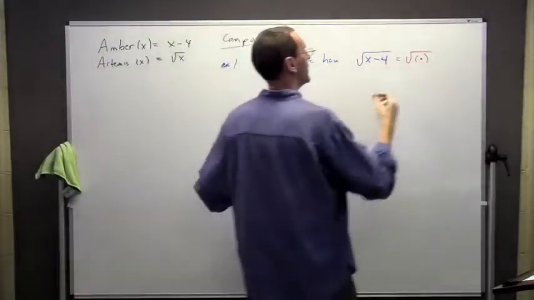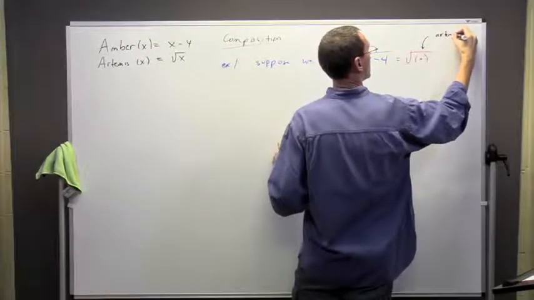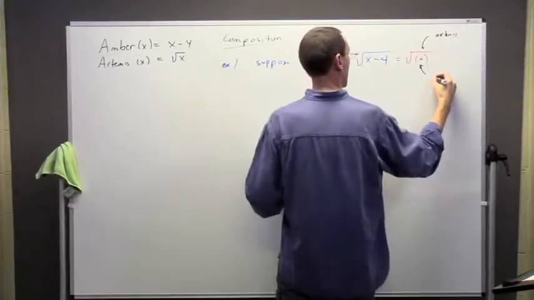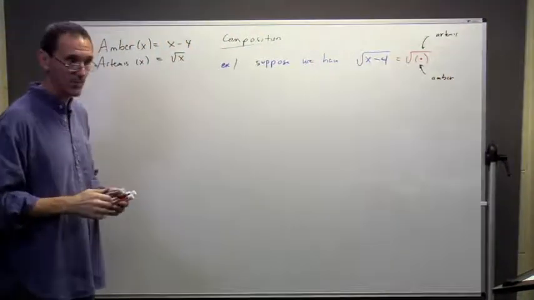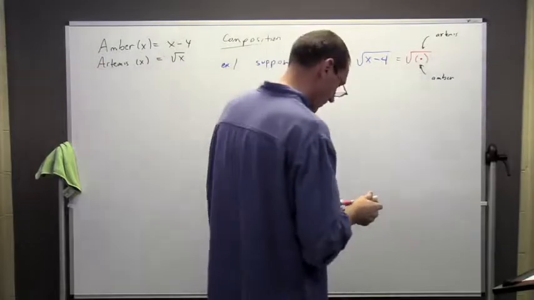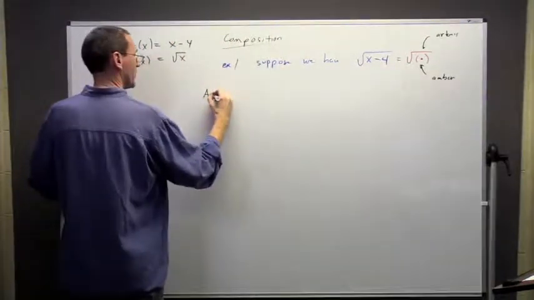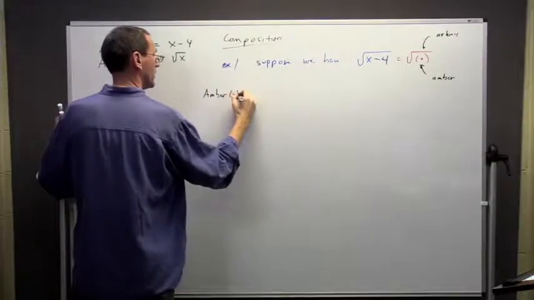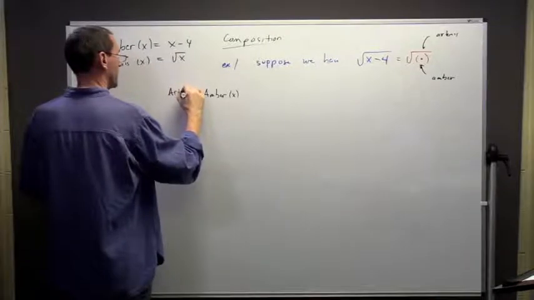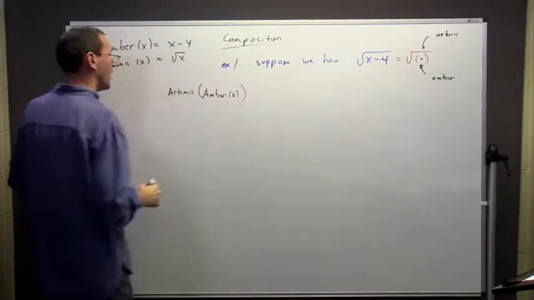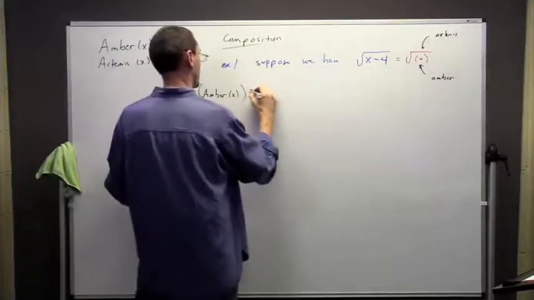So what do we have? This thing looks like Artemis, and the thing on the inside looks like that function we're calling Amber. Okay? And so what we have then is, if I take Amber and then take the square root of that, that means that on the outside, I'm doing this operation to the output of here. So I can think of this.